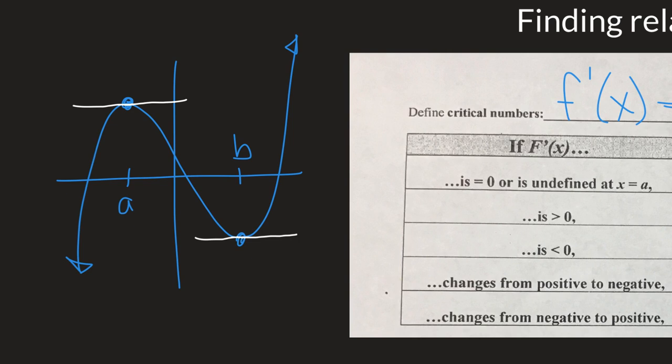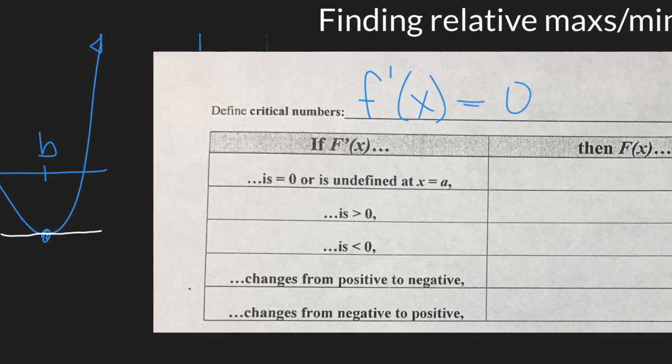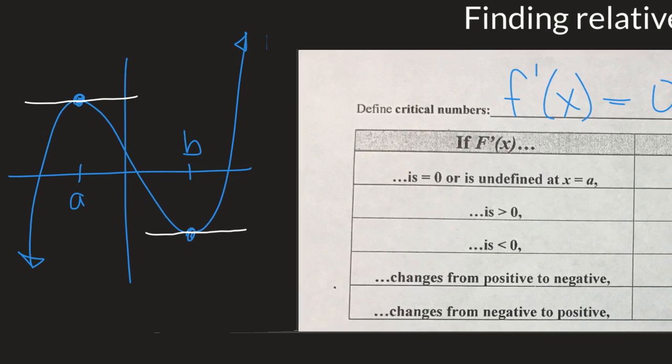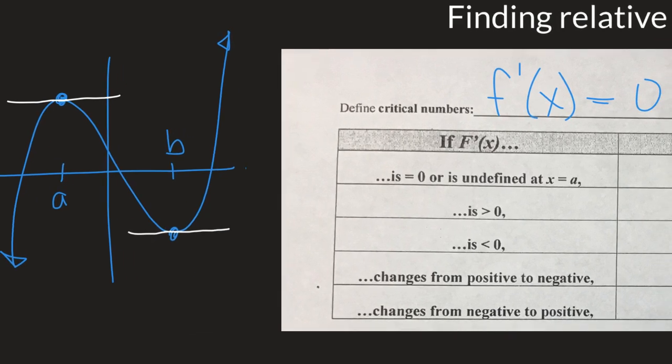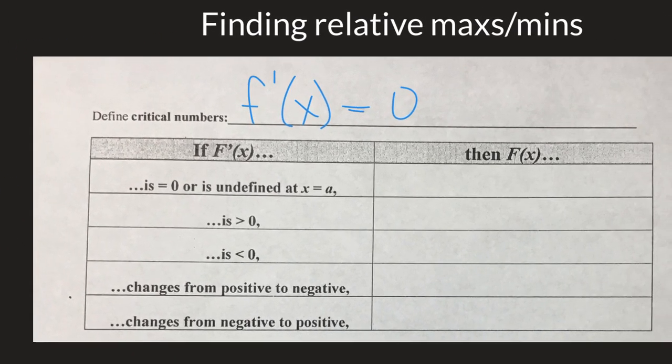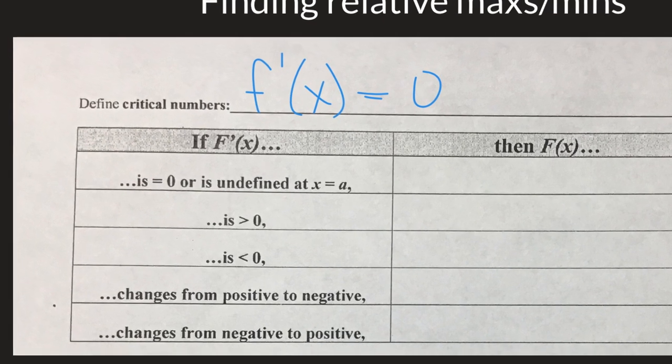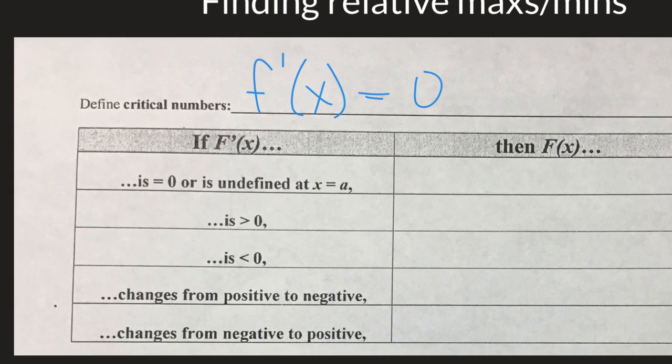So if you have an equation, you're going to take the first derivative, set it equal to 0, and then solve for x. Those x values are your critical numbers. That's what we're going to be testing to see whether those are relative maxes or mins in a couple of minutes. But that's what a critical number is. It's where your first derivative happens to be 0, the slope of the tangent line to your graph is 0.